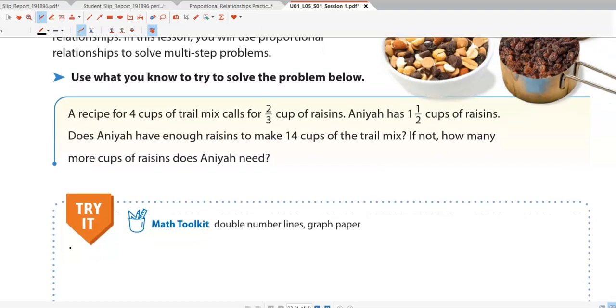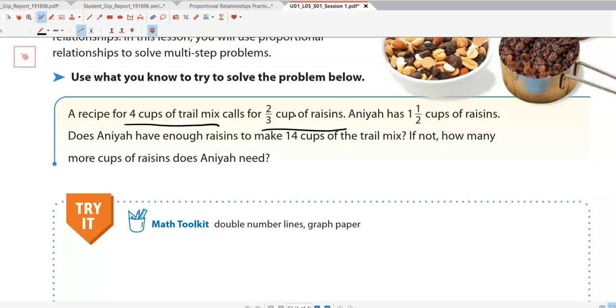Our first problem here is going to be on page 83. We're going to go right into it. We see fractions. We're happy because who doesn't like word problems with some fractions in it? So, a recipe for 4 cups of trail mix calls for 2/3 cups of raisins. So, I see here immediately, I see 4 cups of trail mix, 2/3 cups of raisins. I see two quantities, so that's definite information given.